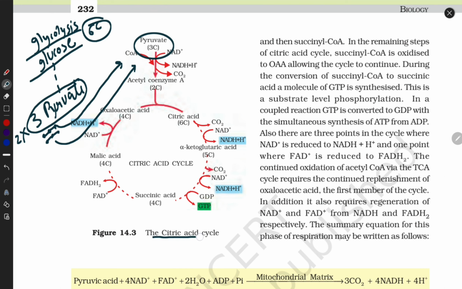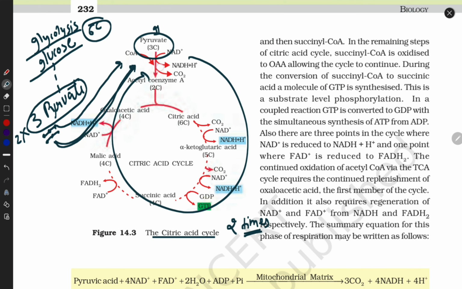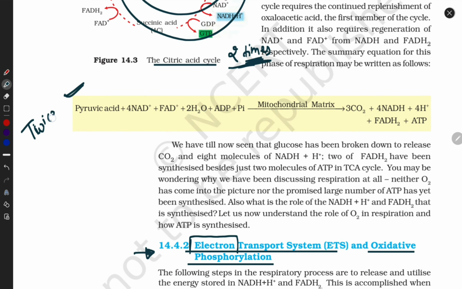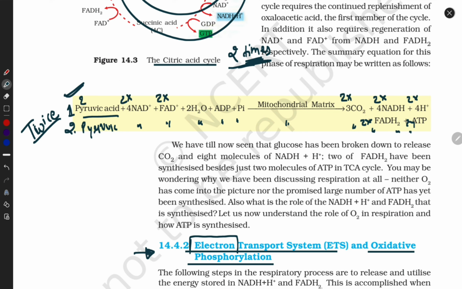So the citric acid cycle is conducted 2 times, not a single time. This one pyruvate conducts its cycle, and then another pyruvic acid comes and conducts its cycle. So this cycle is conducted 2 times, and this reaction happens twice, because this is the one pyruvate cycle and another pyruvate also does the same. Clear guys? So this cycle happened twice.